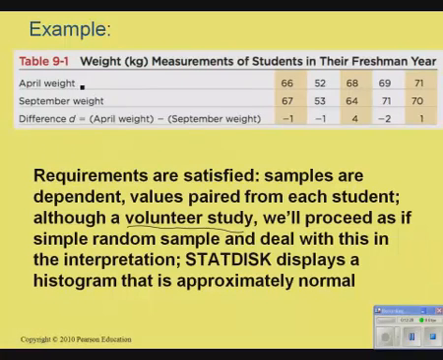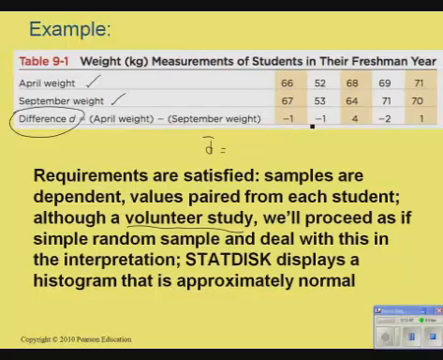Hey, and look what they're doing. They have on the chart, they show the April weights, they show the September weights, and then they compute the differences, right? -1, -1, 4, -2, and 1. So you know what I'm going to compute right now? I'm going to compute D bar.